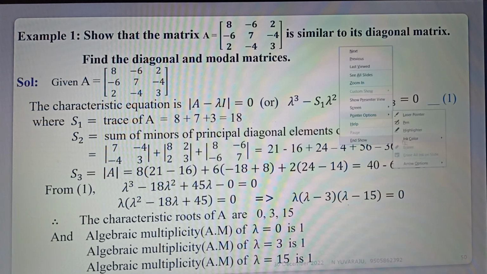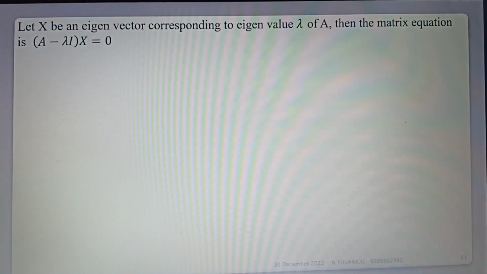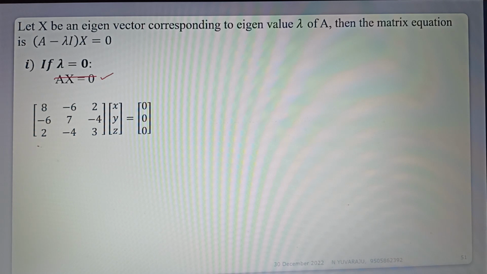So next, continuation of finding eigenvectors. Let x be the eigenvector corresponding to eigenvalue lambda. Then the matrix equation is (A minus lambda I) x is equal to 0, same procedure. First lambda is equal to 0, that is A x is equal to 0. This is A into x is equal to 0.